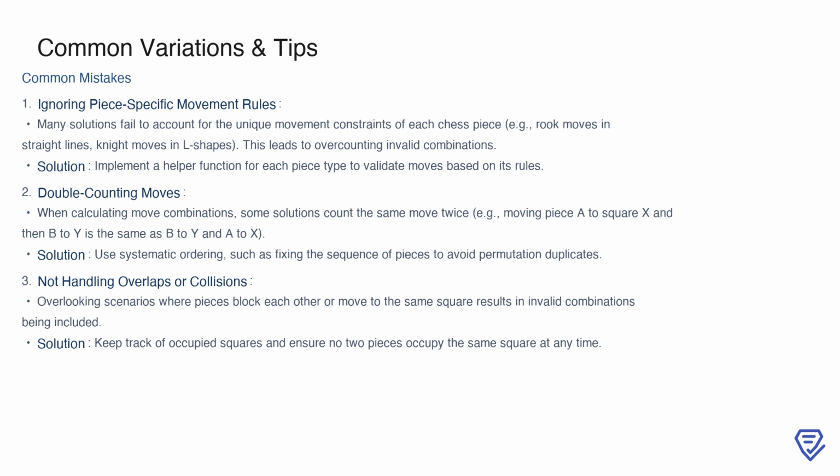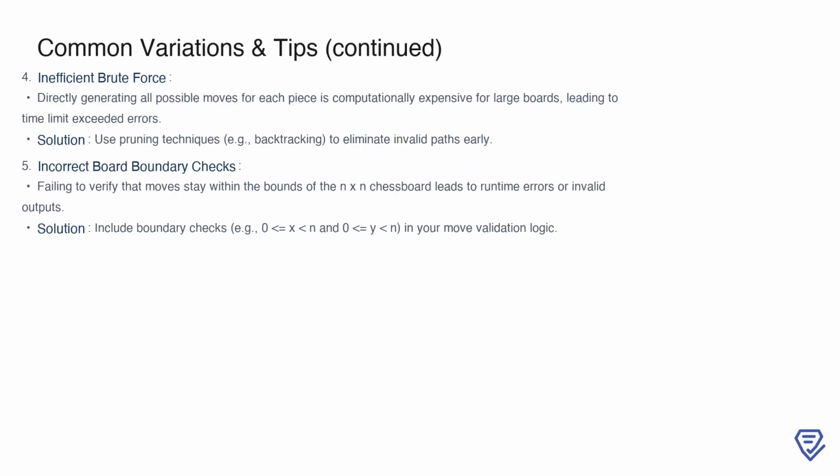at any time. Now, another pitfall is relying on inefficient brute force. Generating all possible moves for each piece without filtering can quickly become computationally expensive, especially on larger boards, leading to time limit exceeded errors. Instead, you can employ pruning techniques, like backtracking, to identify and eliminate invalid paths earlier in your computation. Additionally, incorrect board boundary checks are a frequent source of bugs.